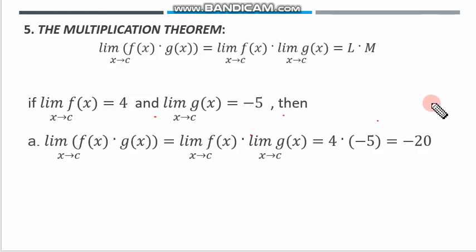Okay, another example here, same given as previously. So the limit of f of x as x approaches c is equal to 4, while the limit of g of x as x approaches c is equal to negative 5. So using this, the limit of f of x times g of x as x approaches c, we'll just find the individual limits. That's 4, and for this one is negative 5. We will multiply them. 4 times negative 5 is equal to negative 20.